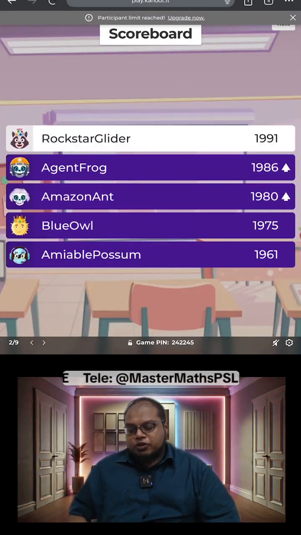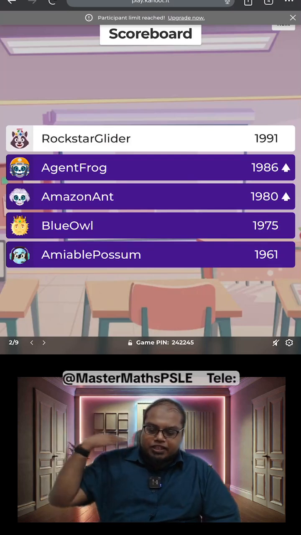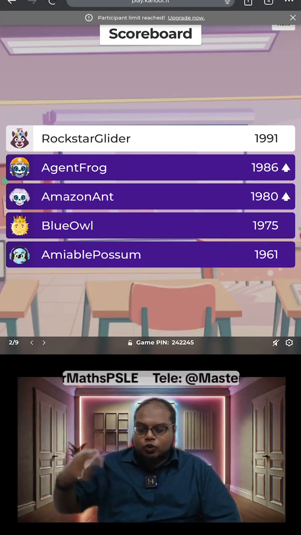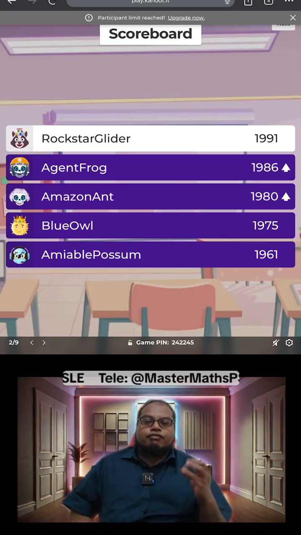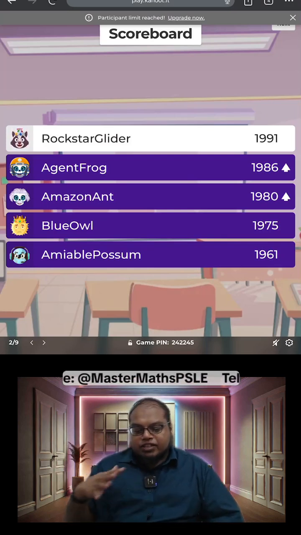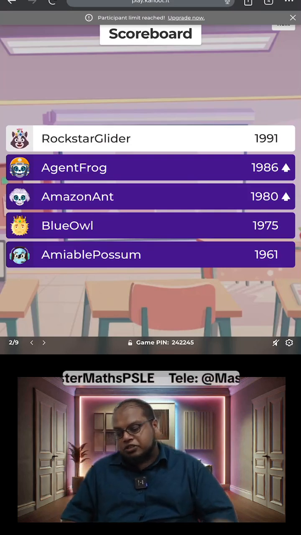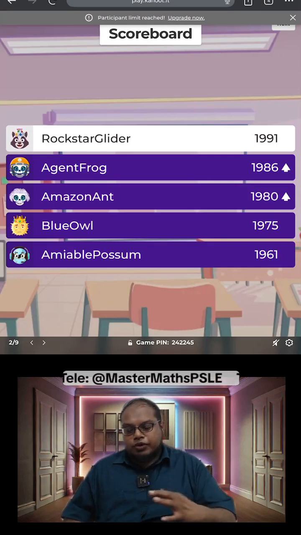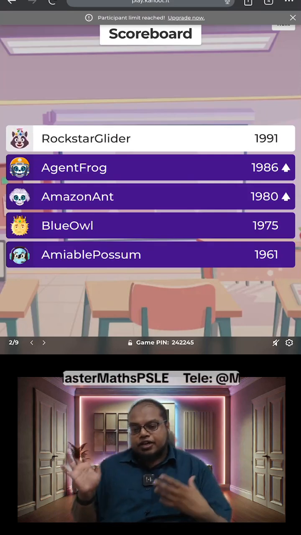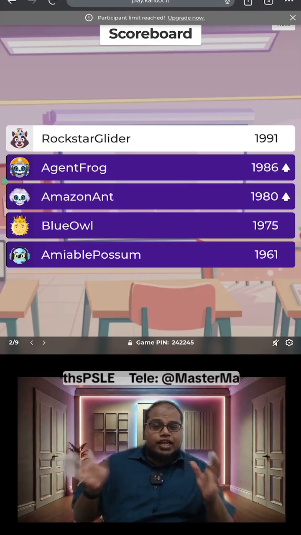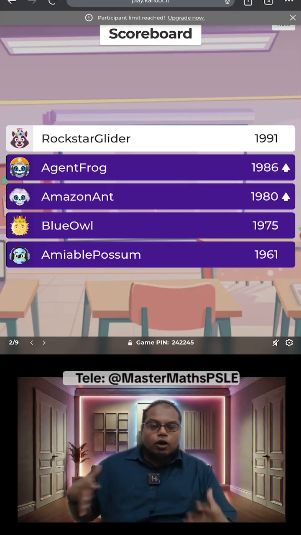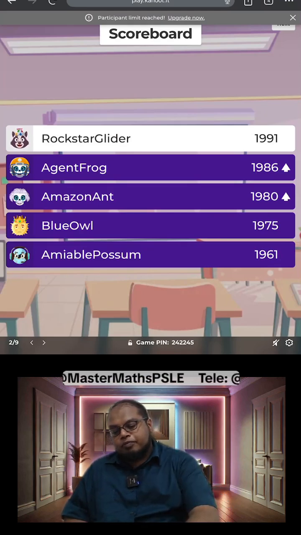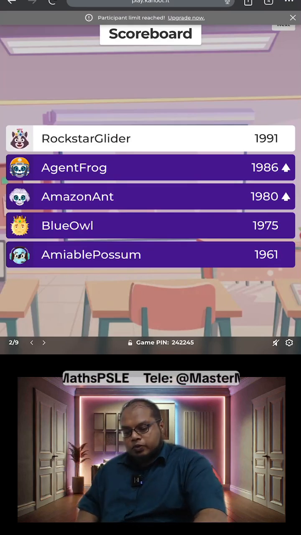Okay, congratulations, Rockstar Glider maintained his spot. And now we got number 2 with Agent Frog with only 5 points behind. And the rest of you are still close. You got a chance to get that first position. I'm guessing any one of you that is very close to 1,900, maybe you're in the 1,800, 1,700, all of you got a good chance also. Don't give up, come on, let's go.